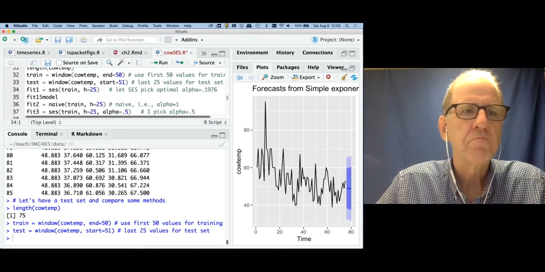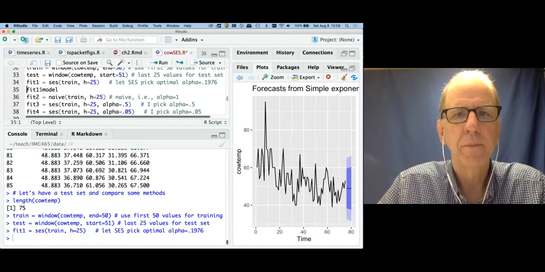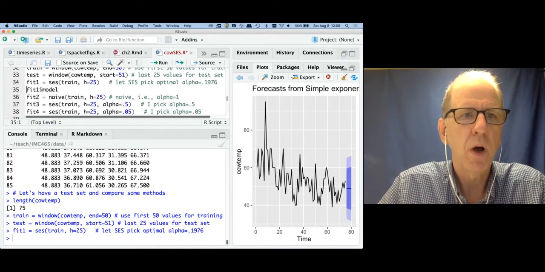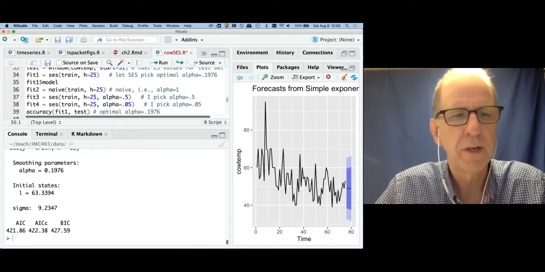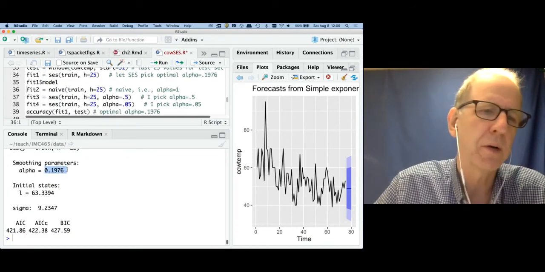So let's go fit a model with R choosing the alpha it wants. And you can see the alpha it chooses is about 0.2.